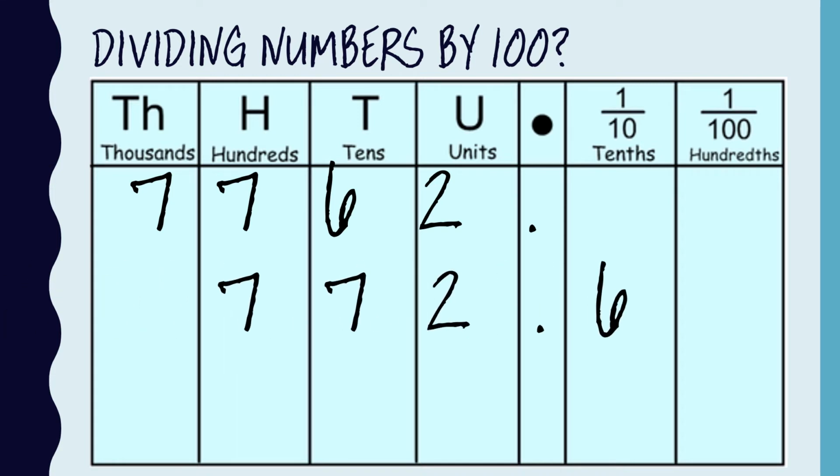So first of all, we share it by 10. We move all of the numbers one place to the right to share by 10. This isn't the final answer because we've only shared by 10. We need to make it another 10 times smaller because 10 times 10 is 100. So we do another shuffle to the right. And the final answer is 77.26. However, you will notice there is a little error with my presentation here. Can you spot it?